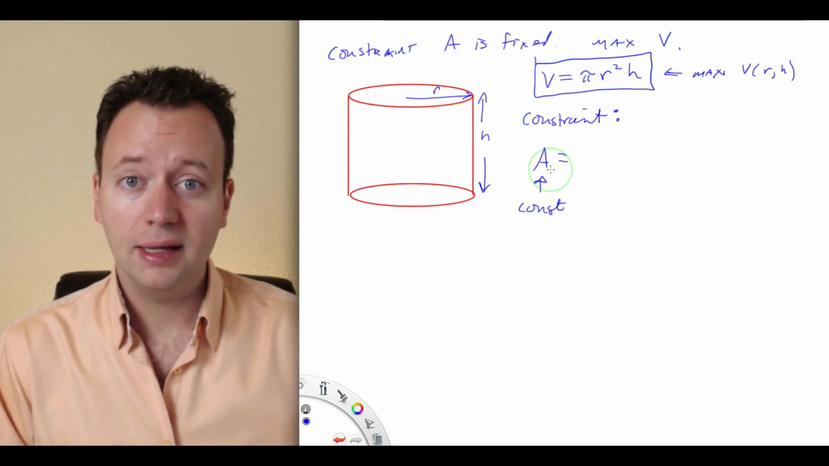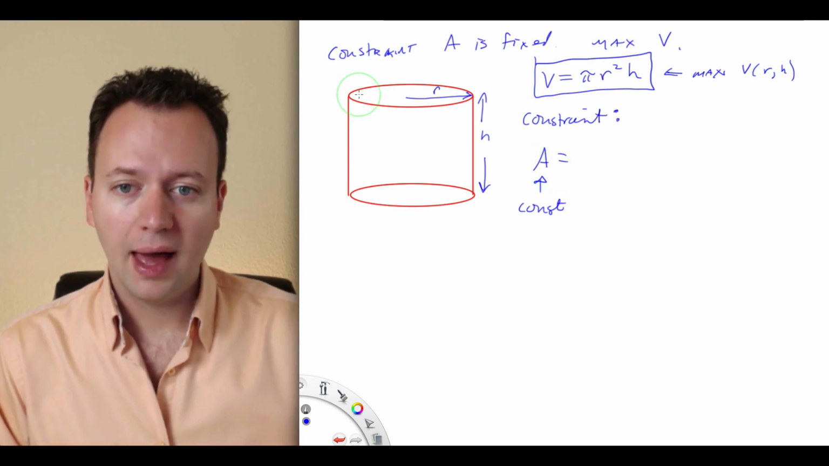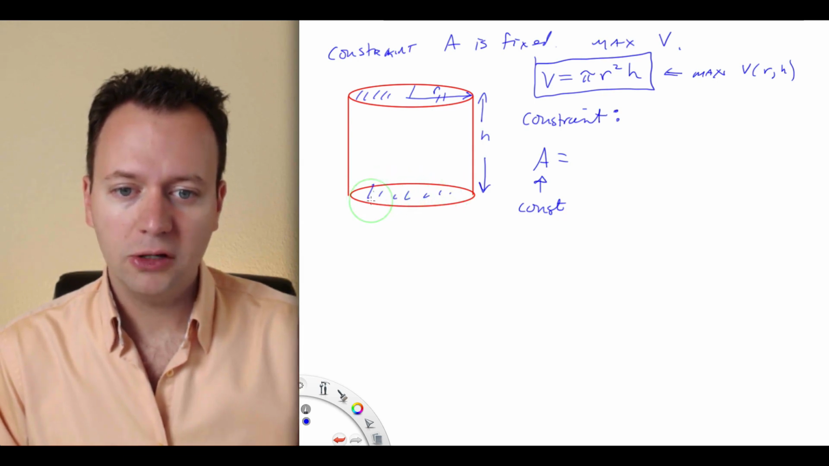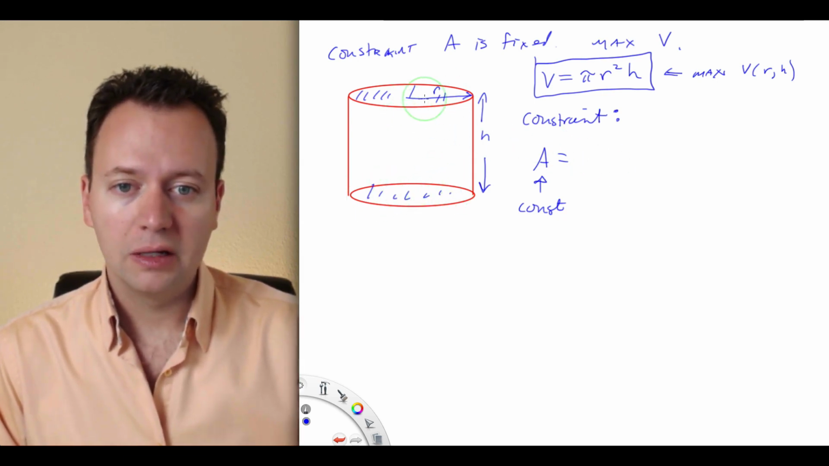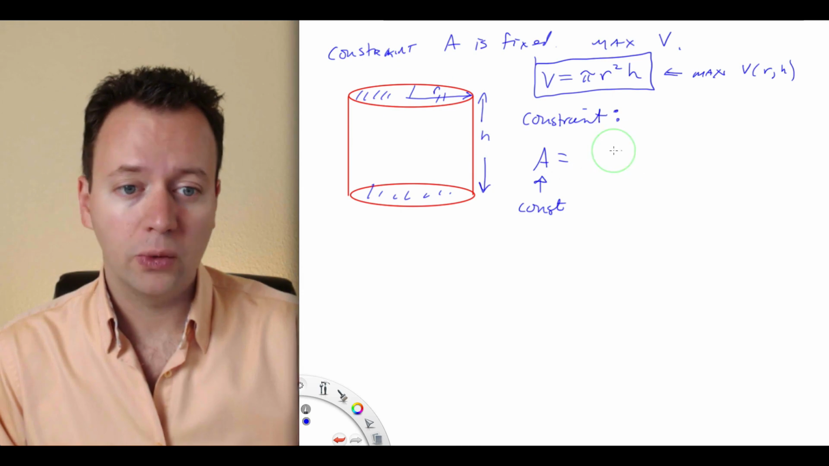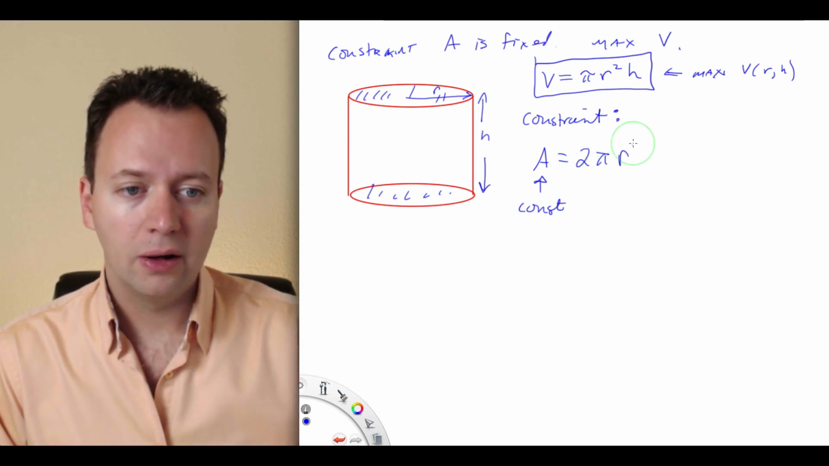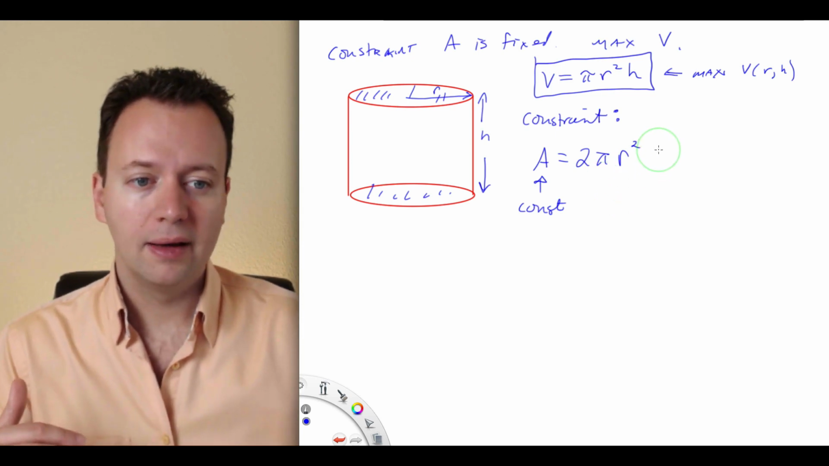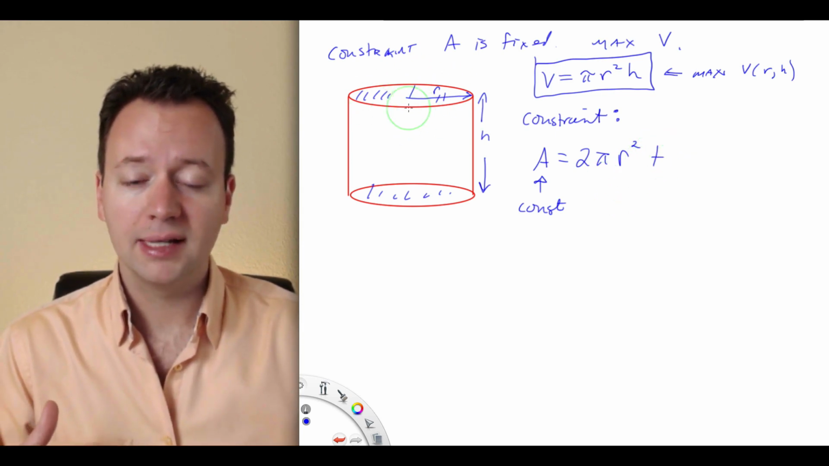And then what is the surface area of a can? Well, we have surface area of the top, surface area of the bottom. So each of these comes in with pi r squared. So I get pi r squared plus pi r squared. That's 2 pi r squared. So that's the area of the top and the bottom of the can. And then we get plus the area of the sides of the can.